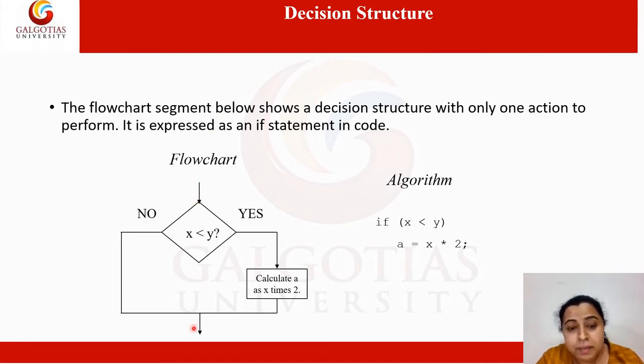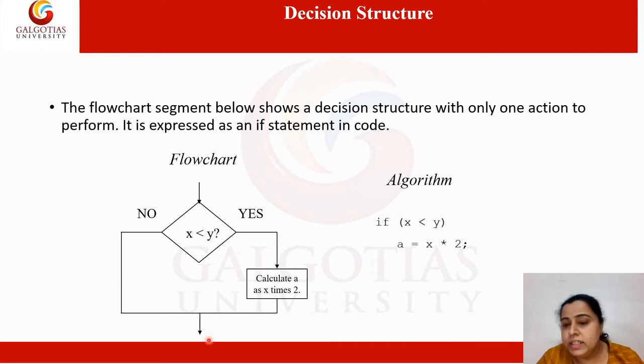So let's do an example of this. If x is less than y, there's only one action that needs to be performed. If it's yes, we are calculating x times 2. But if it's no, we are not doing anything. This box will directly move, as you can see here, to the next statement, whatever the next statement is. That means it goes outside the condition.